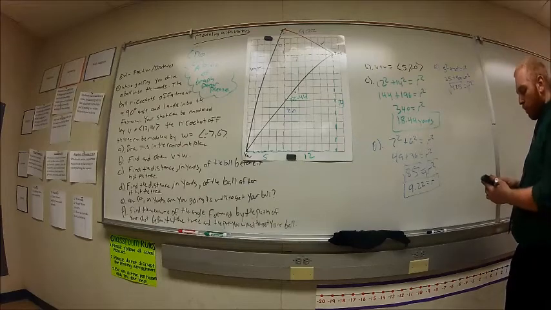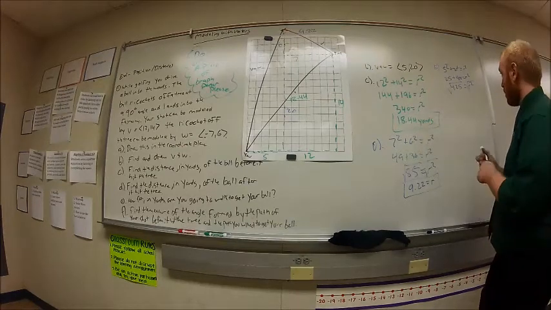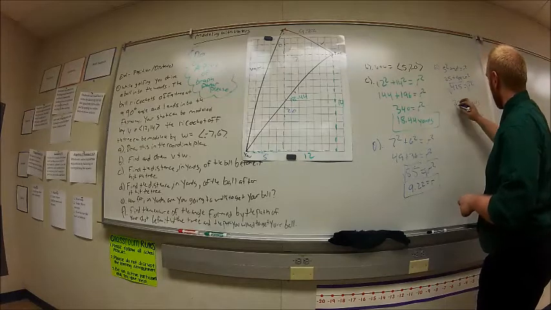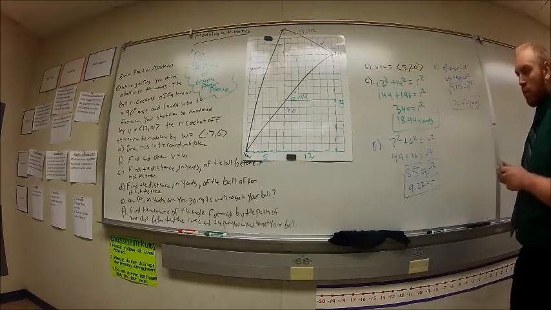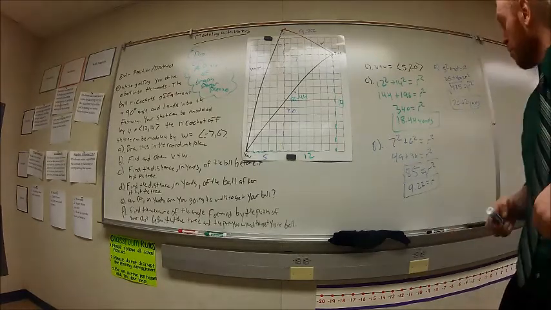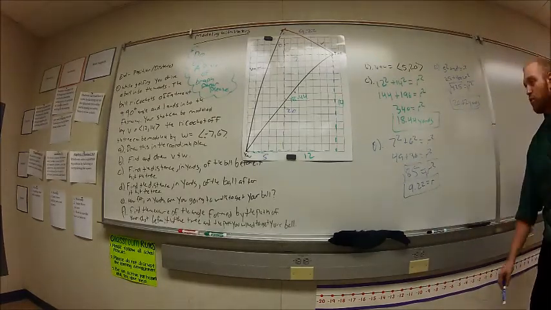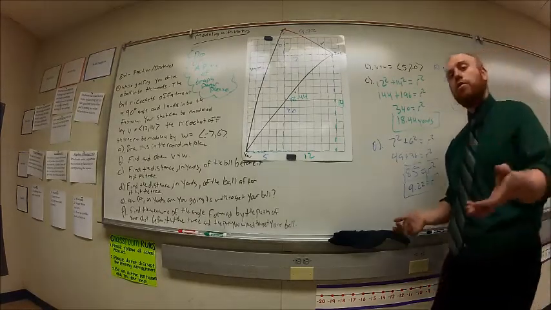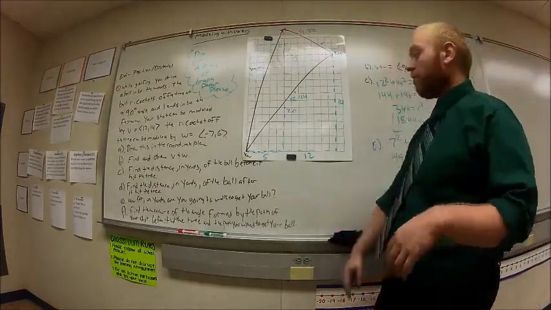And I got 20.62 yards. So to answer the question, how far in yards are you going to walk to get your ball? Well, you're going 20.62 yards. So there's a couple examples of how magnitude might be used. And now for part F.